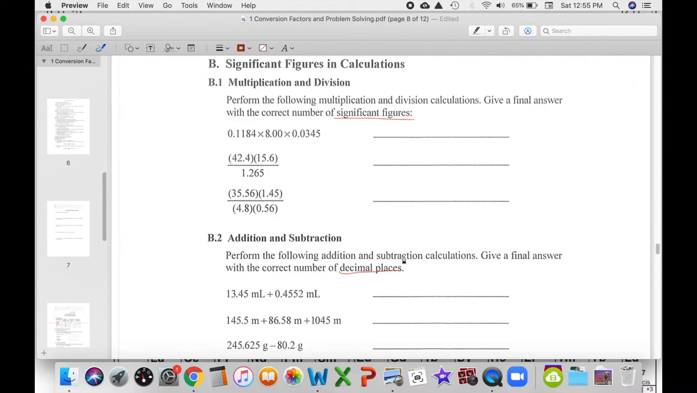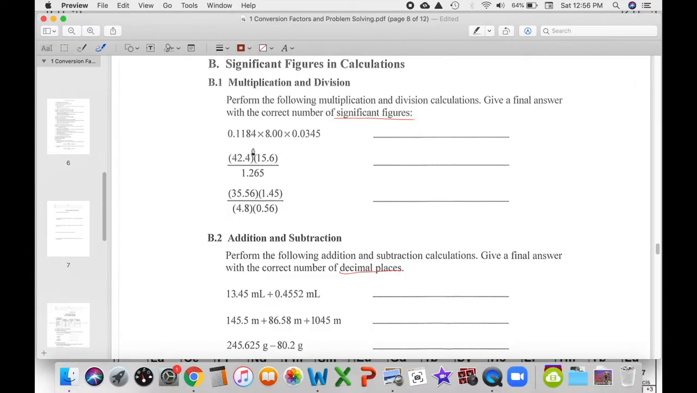A lot of students will give their answer to the number of significant figures, the lowest number of significant figures, instead of the lowest number of decimal places. Okay, so let's do a practice problem from each of these and figure out how to write out our answers.